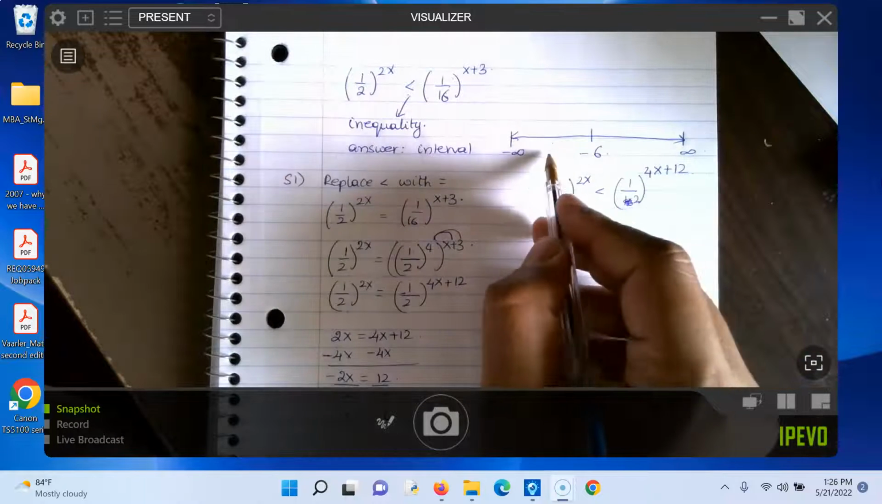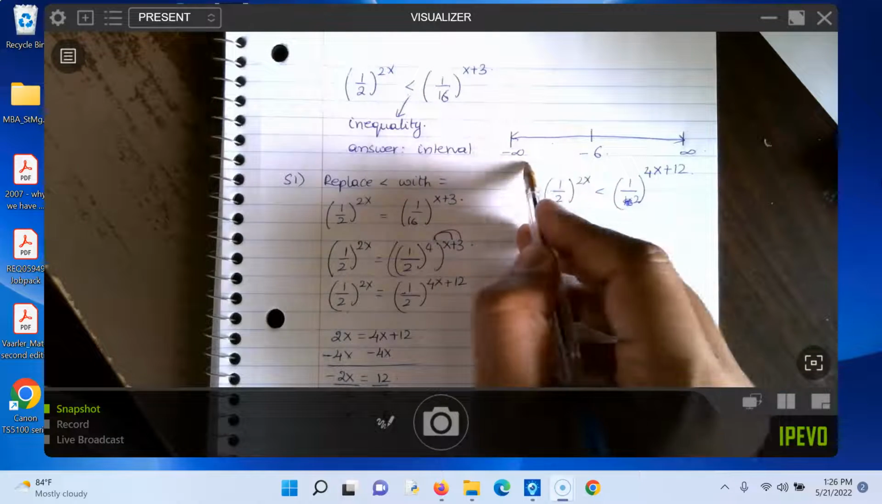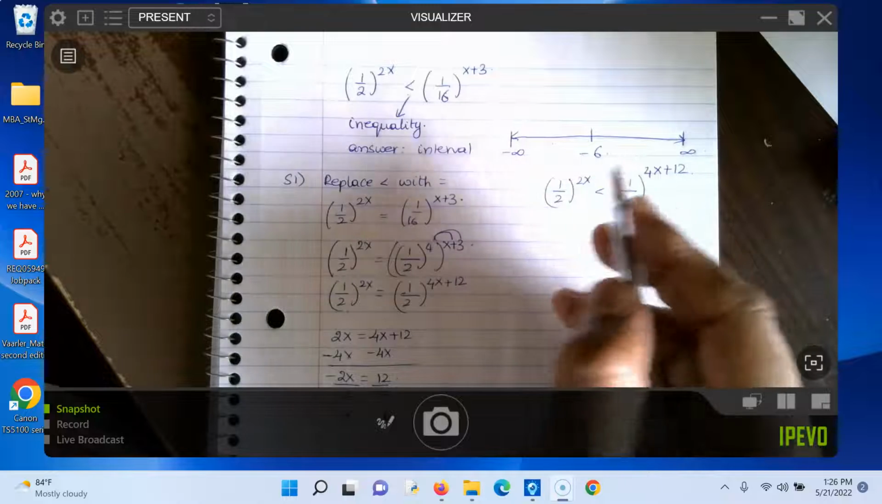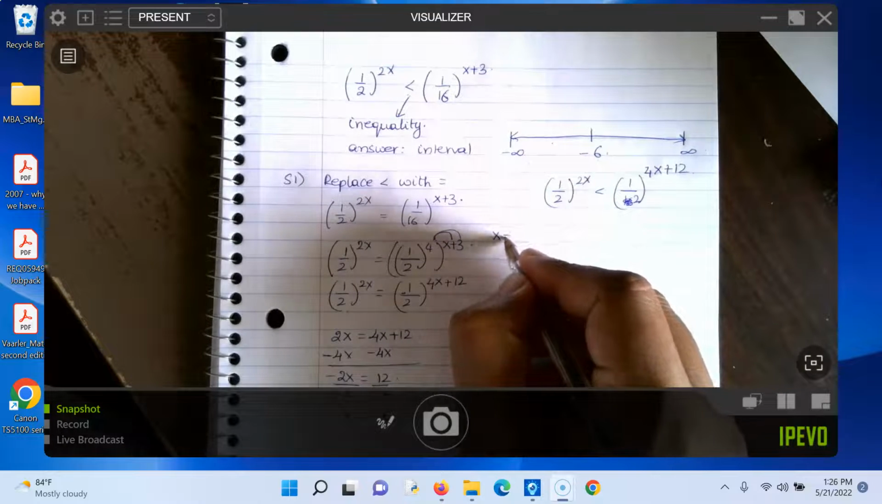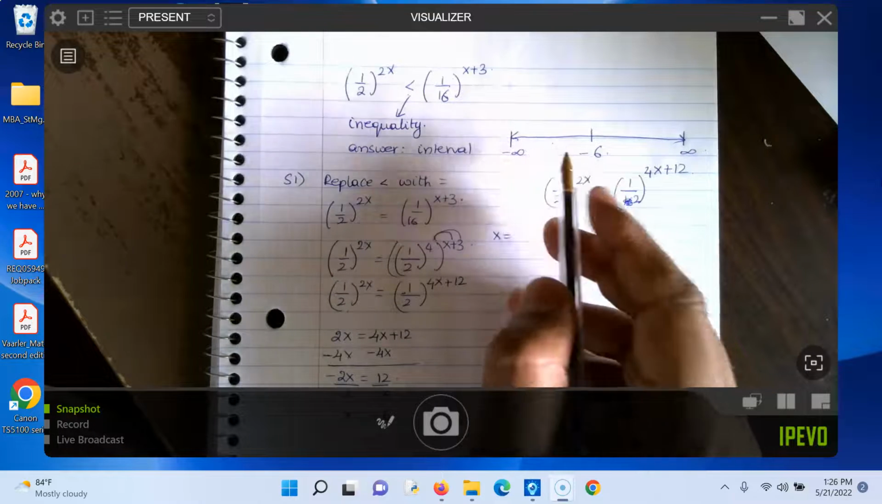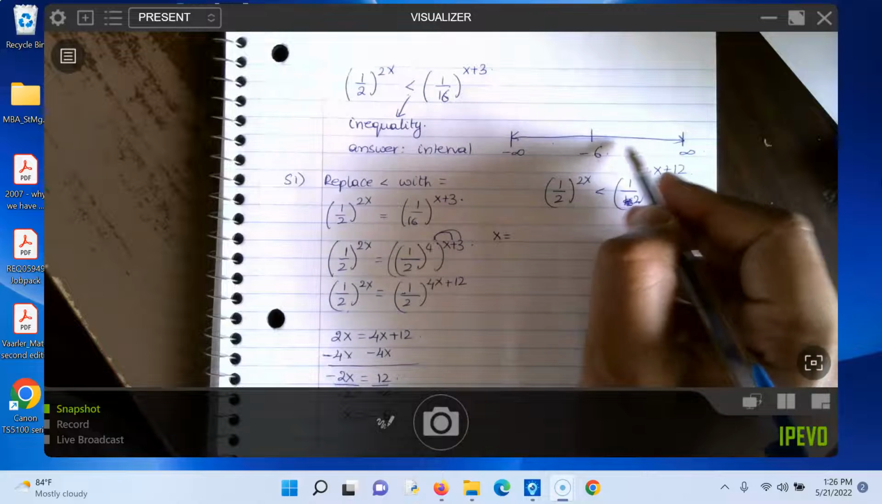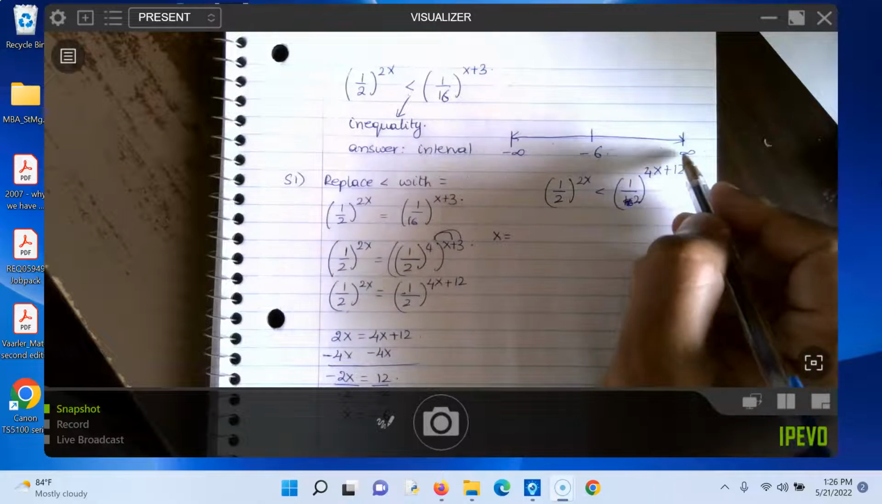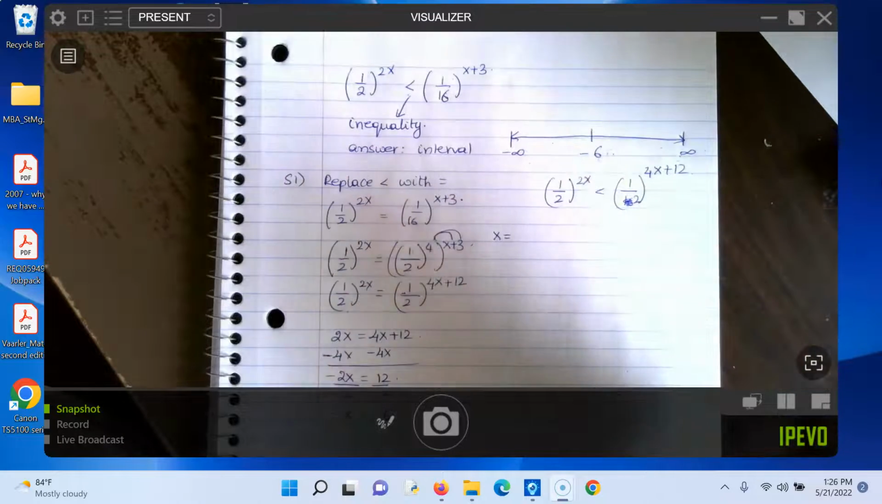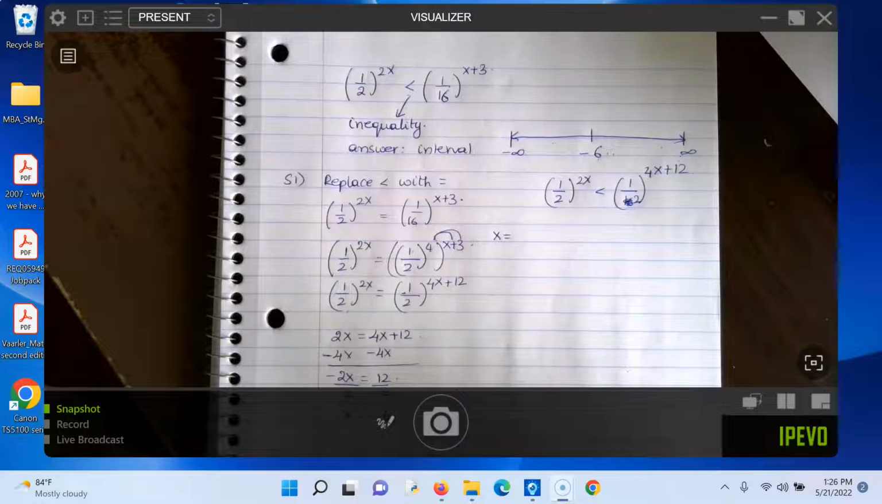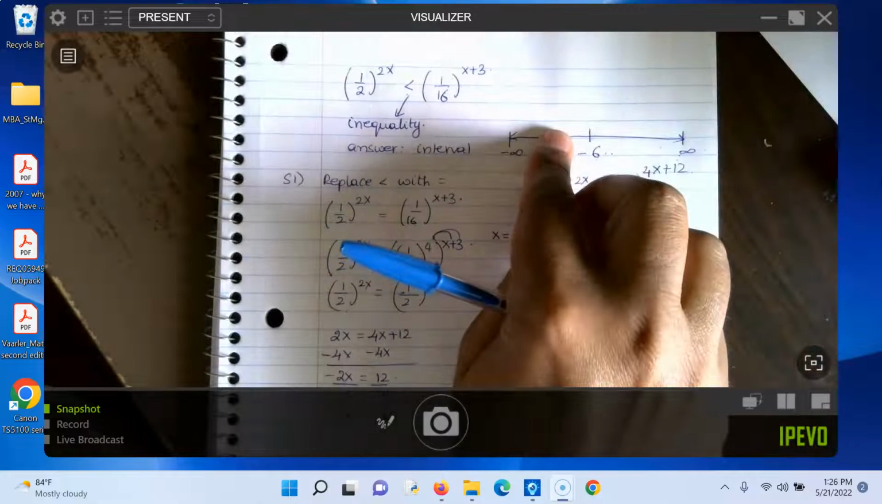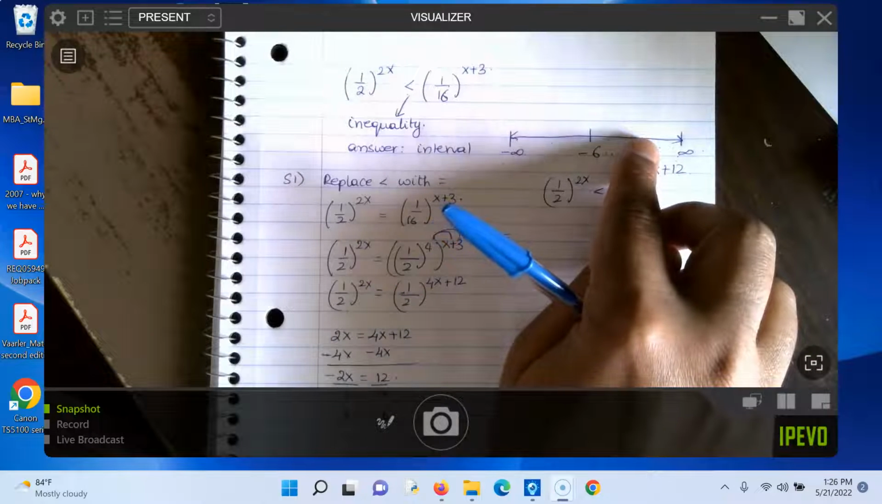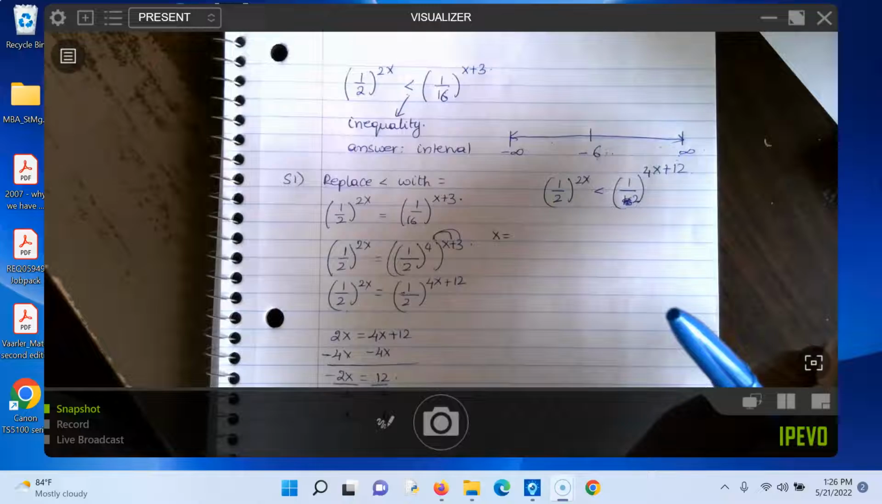Now pick any number between negative infinity and 6. Okay, so I'm picking any number between negative 6, or in other words, pick any number from negative 6 to positive infinity, from the right side of the region. Why? I'm just picking whatever region. You could go with this region first, or you could go to this region first. It doesn't change your answer.